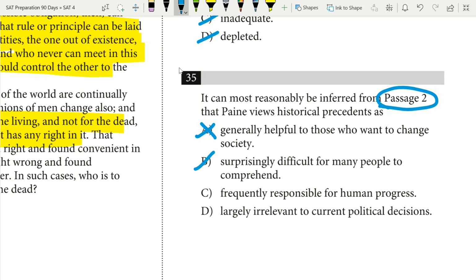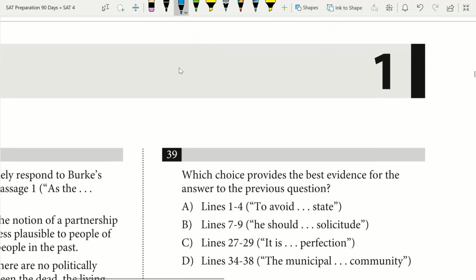Also incorrect. C, frequently responsible for human progress. No. D, largely irrelevant to current political discussions. Yes. He says what occurred in the past and what people who are dead thought does not matter now because it doesn't affect them. So the answer there would be D.